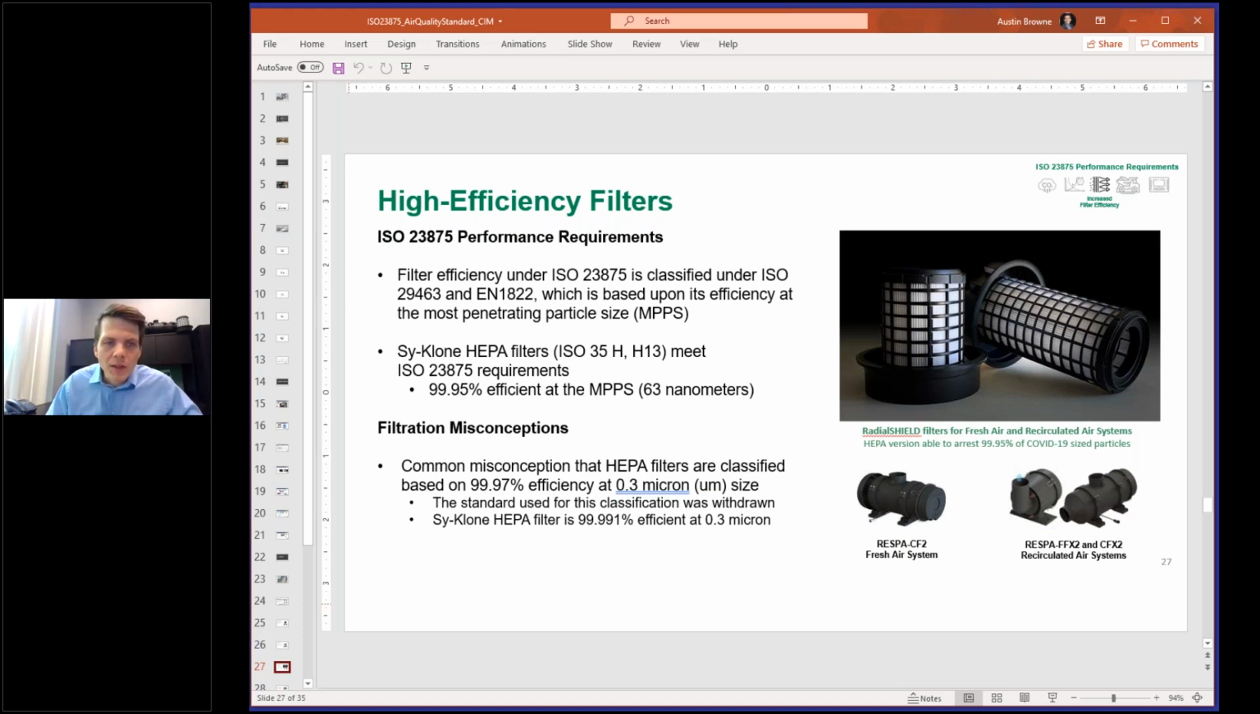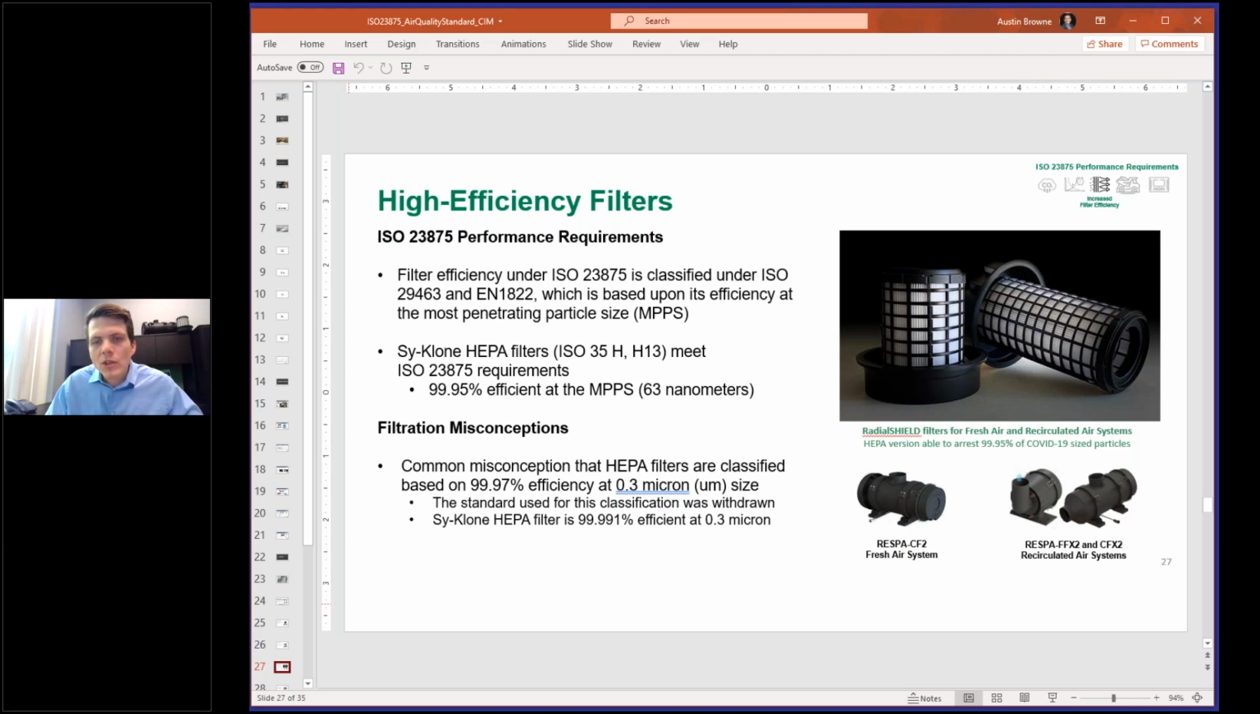And now the standards community is referencing something called a most penetrating particle size. And that's under ISO 29463 and EN 1822. So when you're evaluating HEPA filters, it's really important that you push past the 0.3 micron efficiency and ask for the MPPS, or the most penetrating particle size, because it needs to meet the requirements. And the Sy-Klone HEPA filters are 99.95% efficient at MPPS.